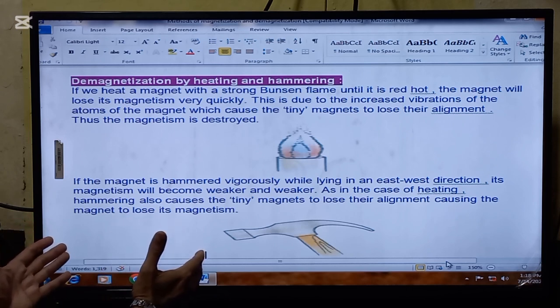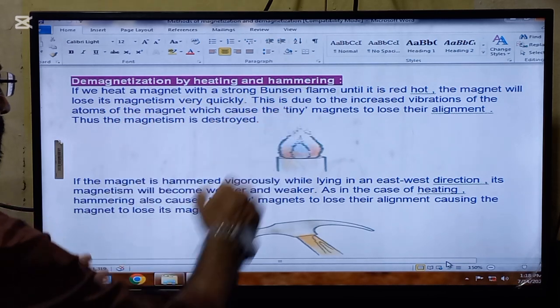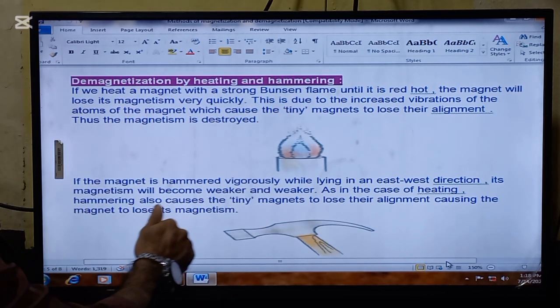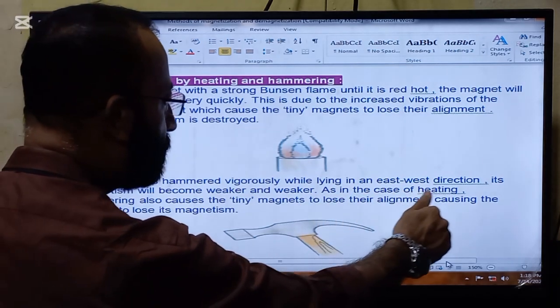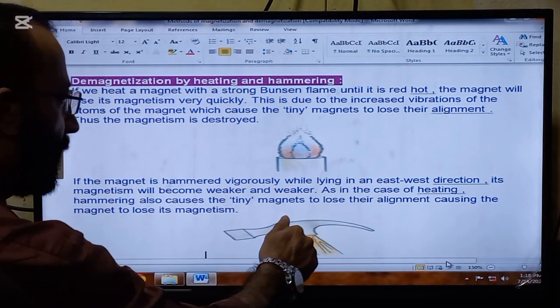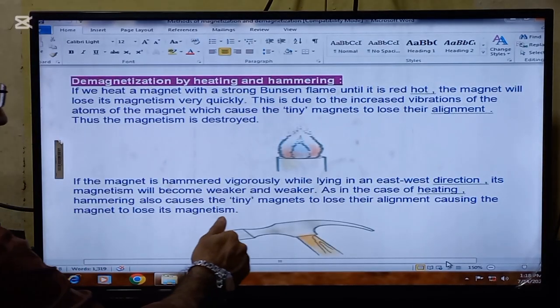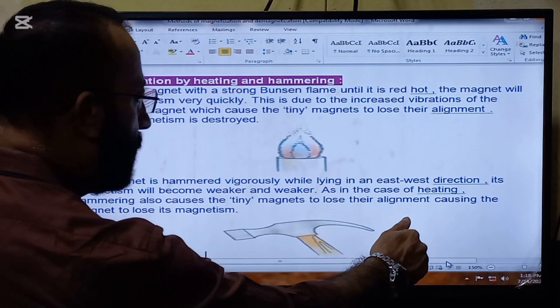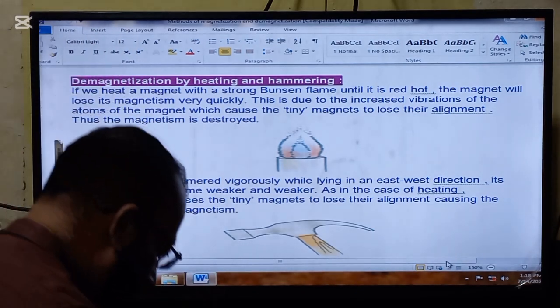The next method of demagnetization is hammering. Look now, if the magnet is hammered vigorously while lying in an east-west direction, its magnetism will become weaker and weaker. As in the case of heating, hammering also causes the tiny magnets to lose their alignment, causing the magnet to lose its magnetism.